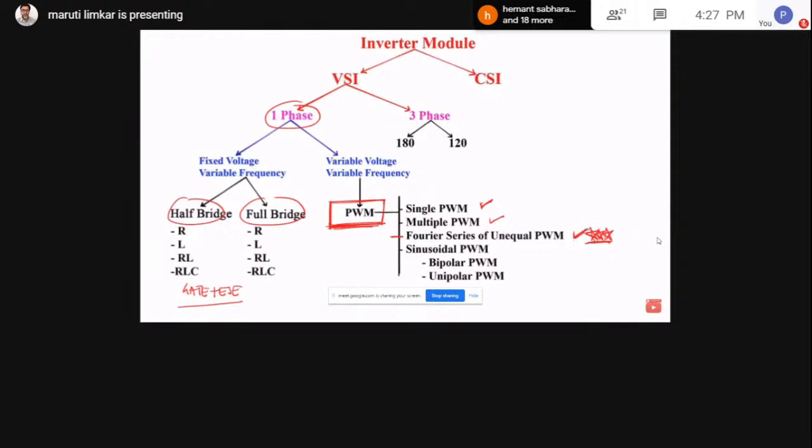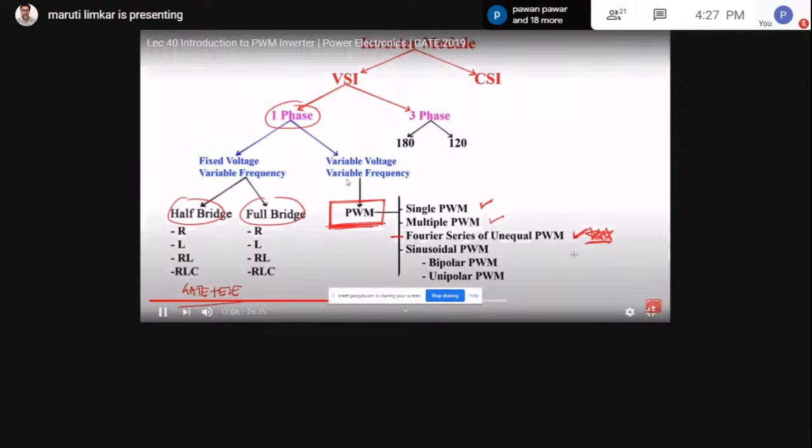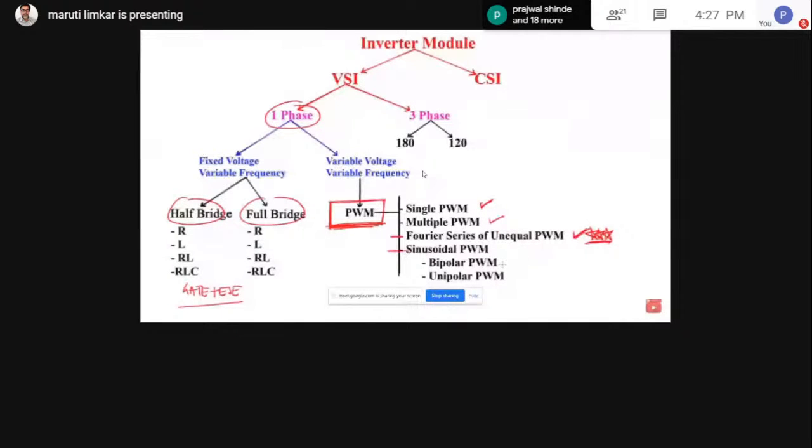I will give you one short trick. I will explain each and everything of Fourier series that will help you in understanding the analysis of Fourier series, how to find the Fourier series expression of any kind of function. So don't worry, just be with me. Next is the sinusoidal PWM, in which we will study bipolar and unipolar.